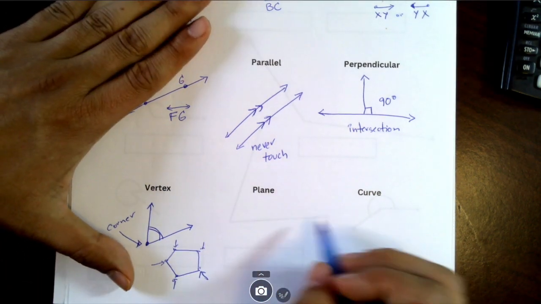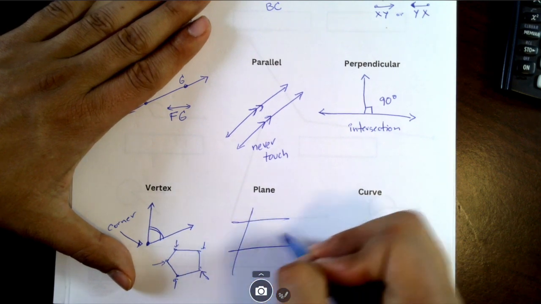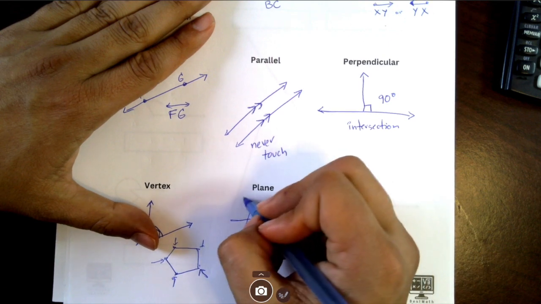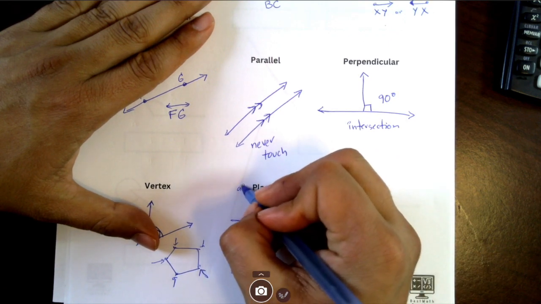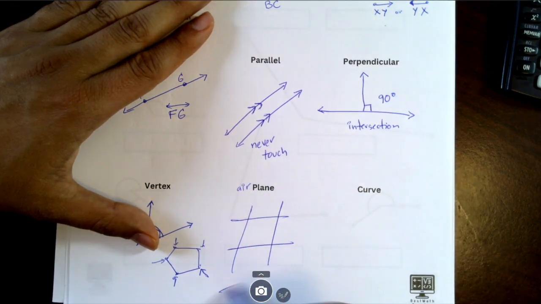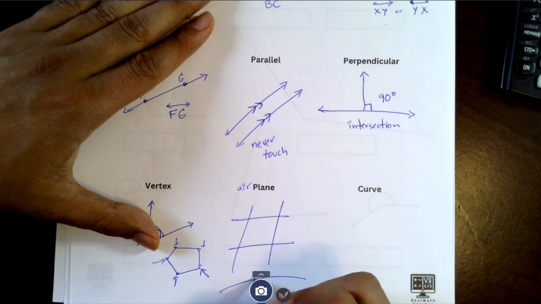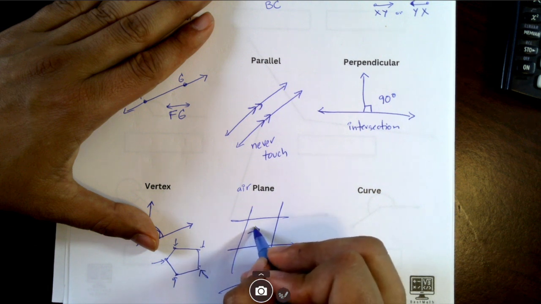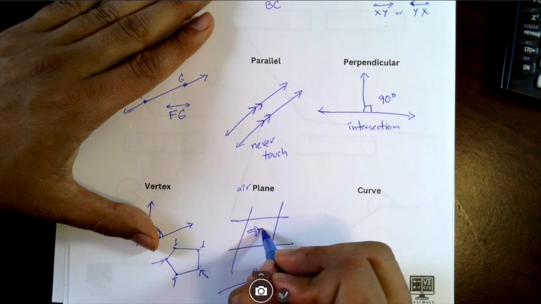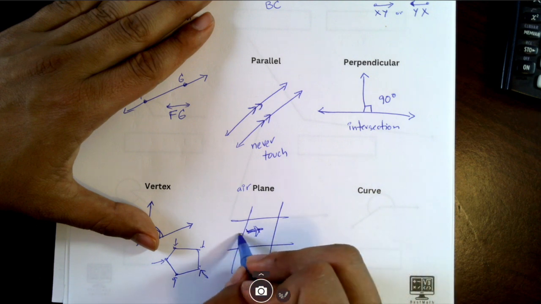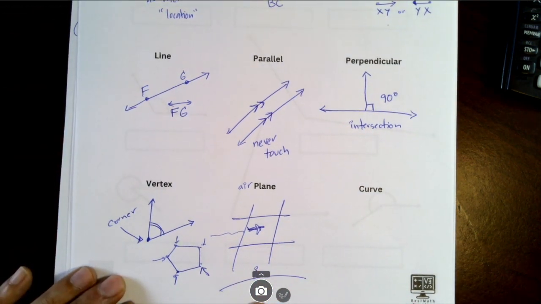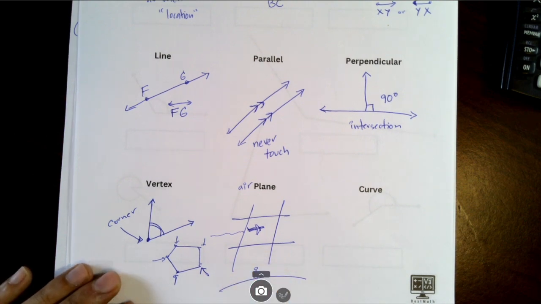A plane, we already said, is like a flat piece of paper. An airplane, okay, so if I said airplane, it's like a plane in the air. So just imagine these are people walking around, and then they see an airplane. I don't know if this is a good airplane. Dang. Okay, but they're flying on a plane on top of us. So that's why we call them airplanes.